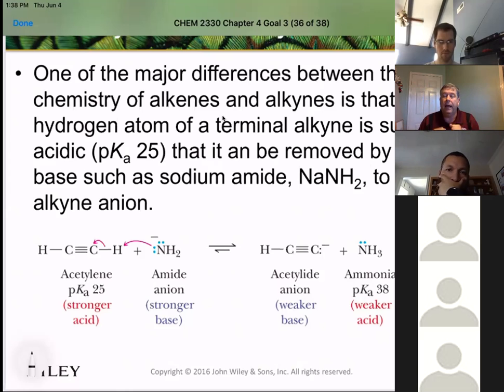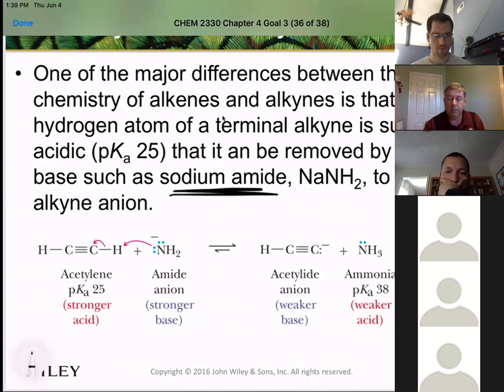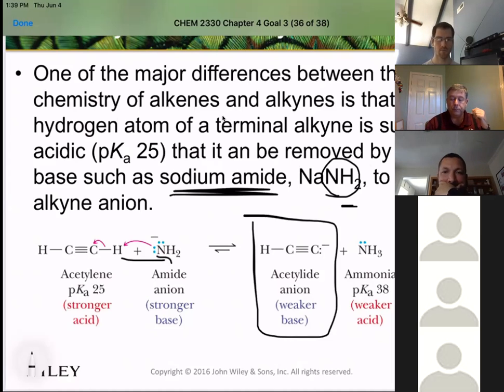But for a hydrocarbon, the alkyne hydrogen is the most acidic. And we do have to use a very strong base. It's a nitrogen-based base with an anion on it. So it's one of our stronger Lewis bases to pull that hydrogen off to generate the acetylide ion.